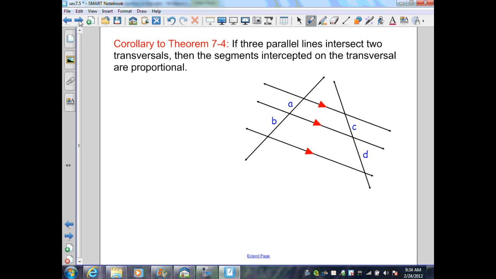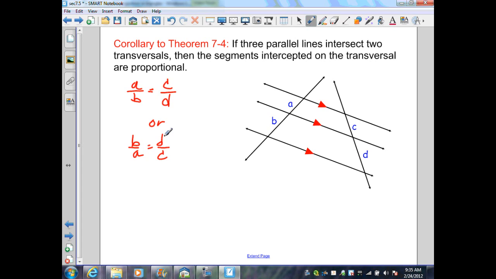Corollary to theorem 7.4: if three parallel lines intersect two transversals, then the segments intercepted on the transversals are proportional. In other words, this is very similar to the side splitter theorem. If I would increase the length of my lines, which is possible, they would form a triangle, and I would get something very similar to the side splitter theorem. In other words, I can set up a proportion of the intersected segments by the parallel lines, which would be A over B, and I went top over bottom, so it's going to be C over D, or bottom over top, B over A equals D over C. And again, if I use the cross product, I'd have B times C equals A times D.